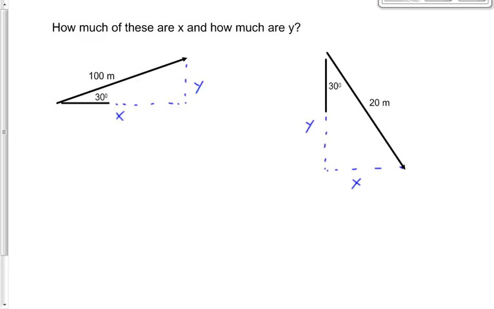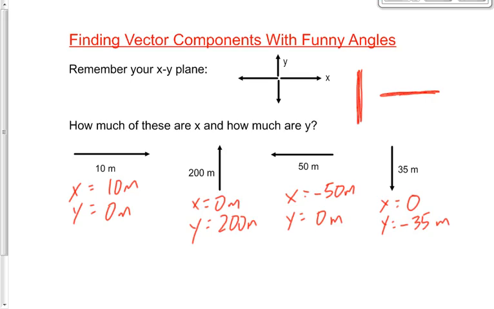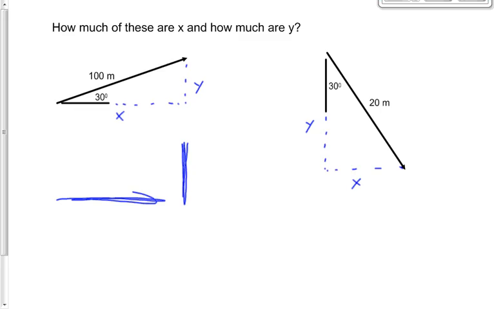We need to get rid of the 100 meters at 30 degrees. We need to turn it into this and this, because we're comfortable with that, right? Look at the last sheet, hey? You guys nailed that. That was easy. So turn this into this and this.